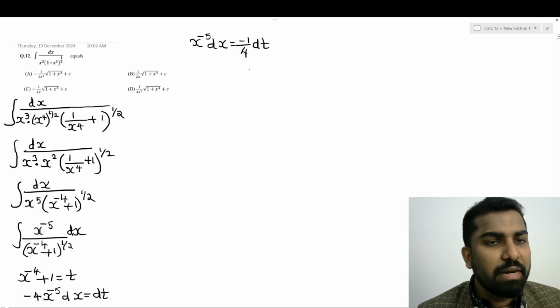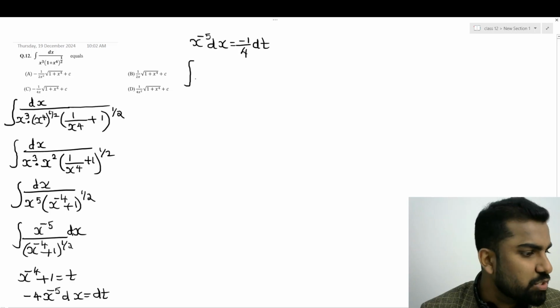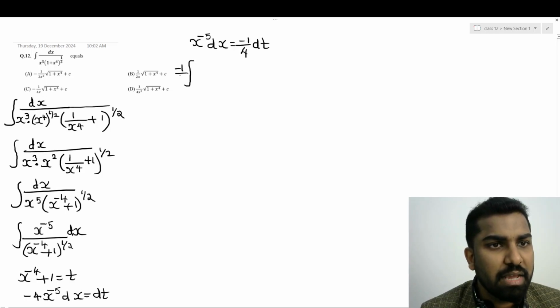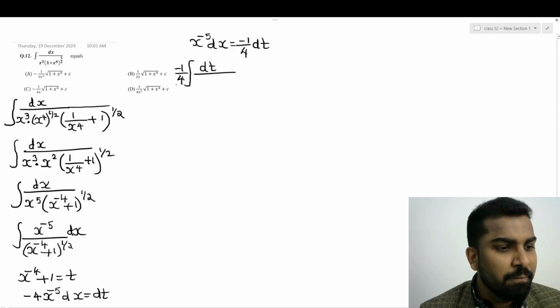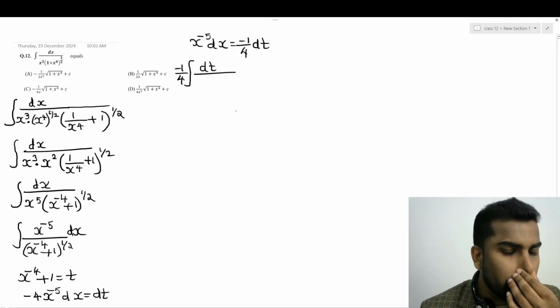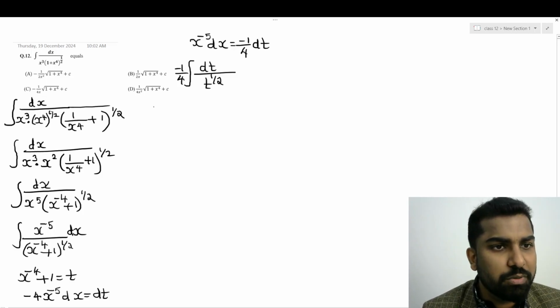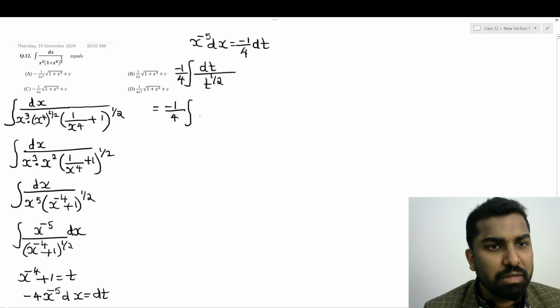That means the numerator x to the power minus 5 dx becomes minus 1 by 4 dt. Taking minus 1 by 4 outside, it becomes minus 1 by 4 into the integral of dt divided by (x to the power minus 4 plus 1) whole power 1 by 2, which is t to the power 1 by 2. Now transposing t to the power 1 by 2 into the numerator, it becomes minus 1 by 4 into the integral of t to the power minus 1 by 2 dt.